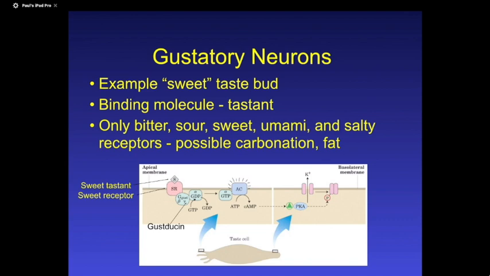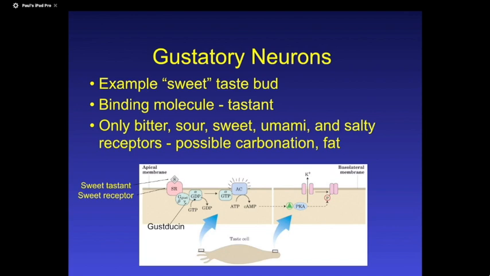It becomes more positive. The channel closes. Normally it is flowing out. Closes it, more positives are on the inside than the beginning. And that is a depolarization, correct? Okay, and then that will send off a signal.